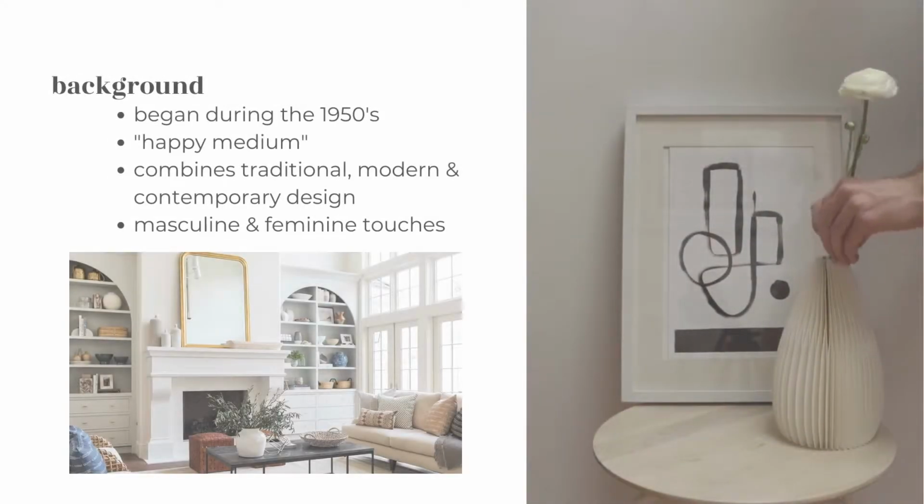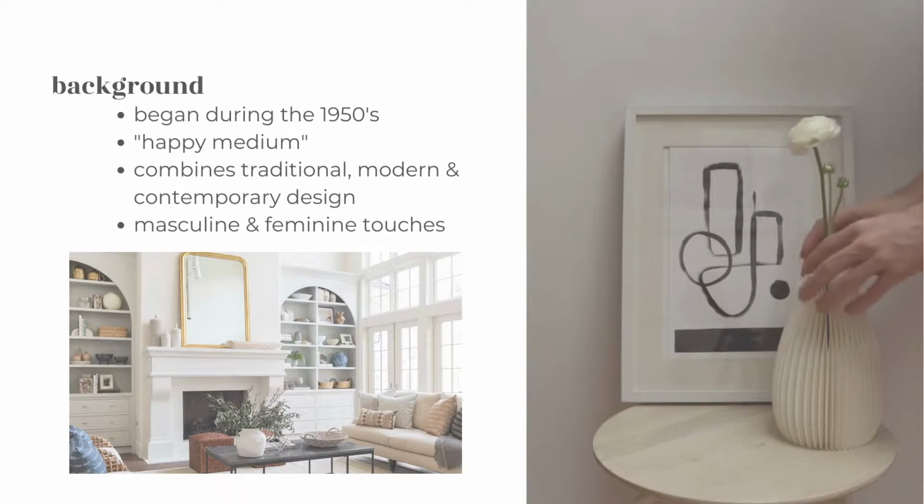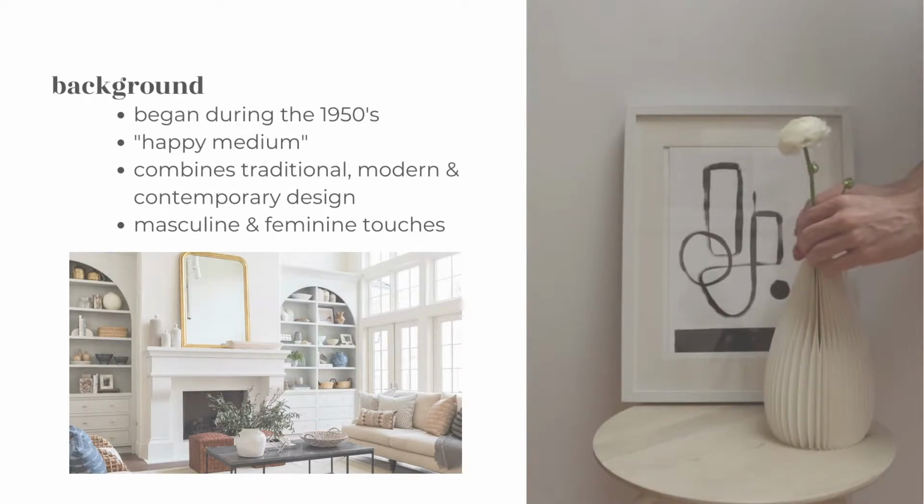Hopping right into the background of transitional design, this design style started blossoming around the 1950s. If you watched the last two videos about traditional design and modern design, then you'll kind of know more traditional and decorative styles were happening. Modern design wanted to get away from all the decorative elements, and transitional design blossomed from the pendulum swinging back and forth and kind of met in the middle of a lot of these design styles.